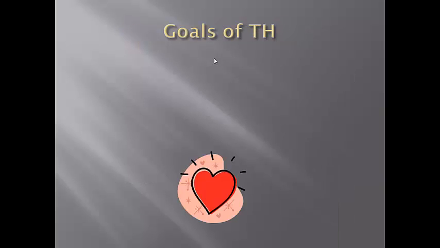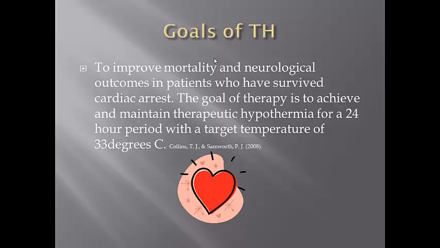Goals of therapeutic hypothermia. To improve mortality and neurological outcomes in patients who have survived cardiac arrest. The goal of therapy is to achieve and maintain therapeutic hypothermia for a 24-hour period with a target temperature of 33 degrees Celsius.